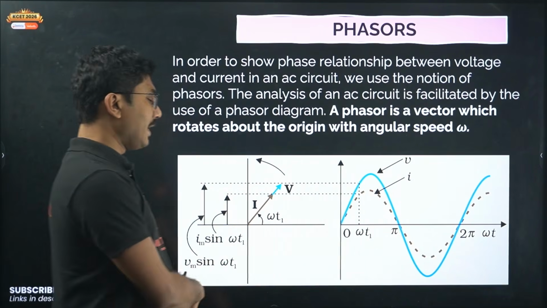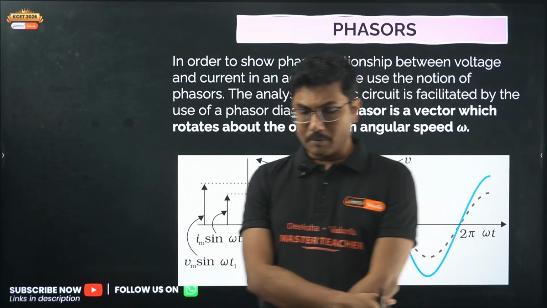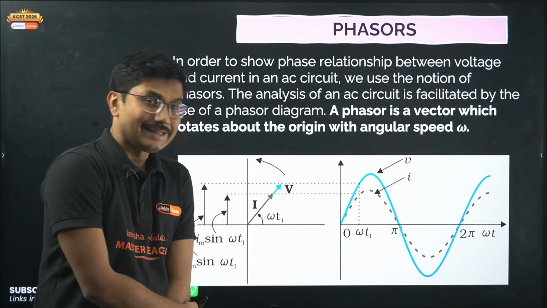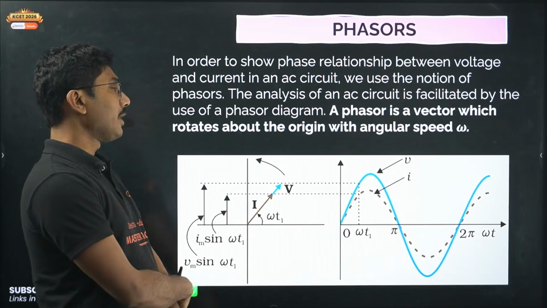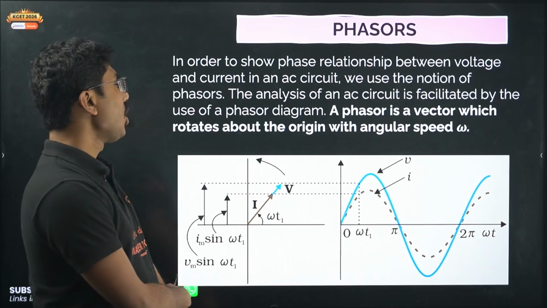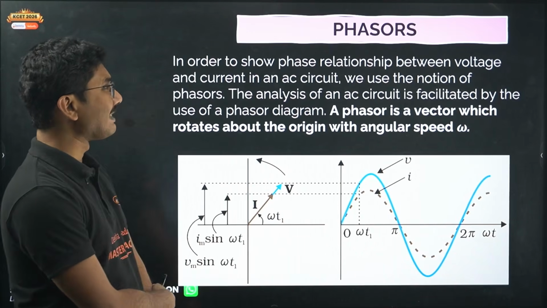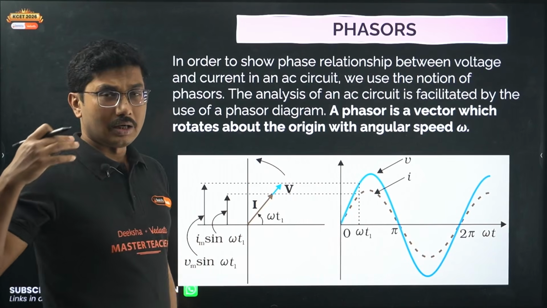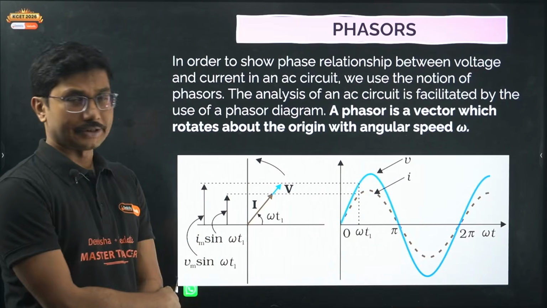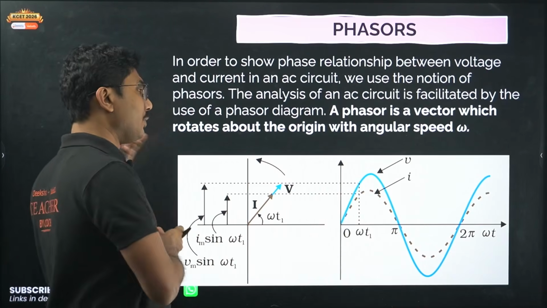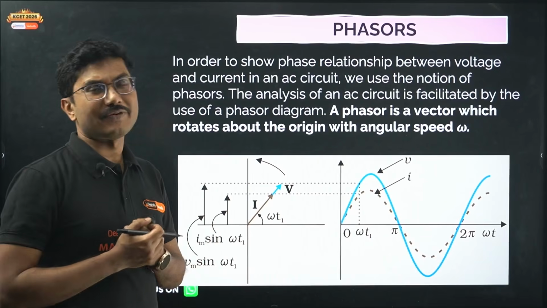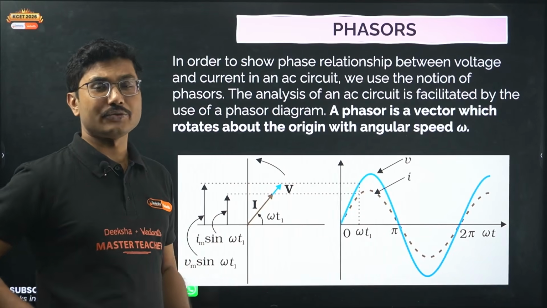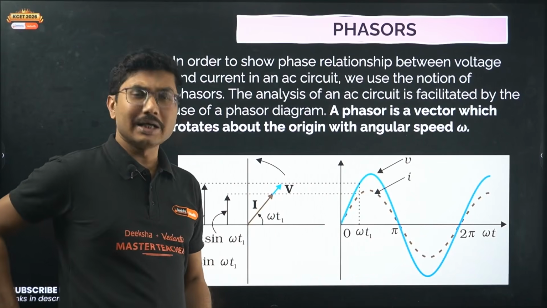Now phasors, a very important part. Some of you may have studied them in the chapter on waves and oscillations, but in the AC chapter this is the major concept. In order to show the phase relationship between voltage and current in an AC circuit, we use the notion of phasors. Phasor is a specific concept we use to determine the phase difference between current and voltage. Current and voltage are not always in the same phase. They change their phase based on the condition.